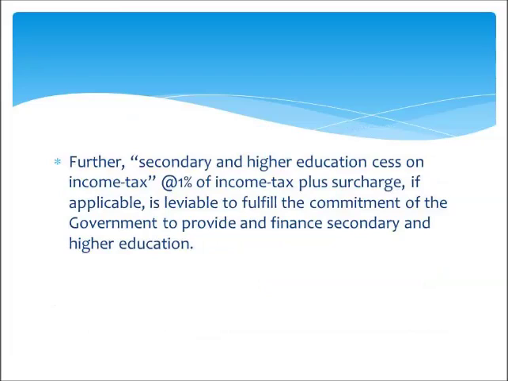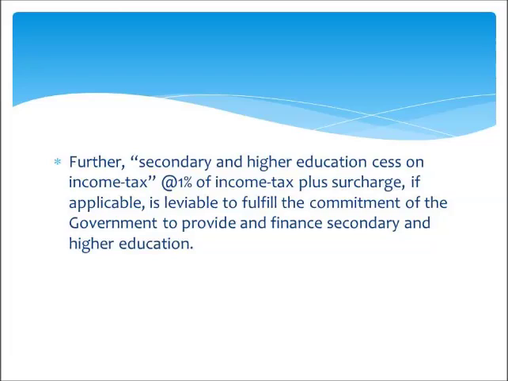After the education cess comes the secondary and higher education cess on income tax. This is also a type of cess, education cess levied at the rate of 1% of income tax plus surcharge if applicable. Education cess is levied at the rate of 2% of income tax, and secondary and higher education cess is levied at the rate of 1% of income tax. So, in total, 3% cess is leviable on the income tax.